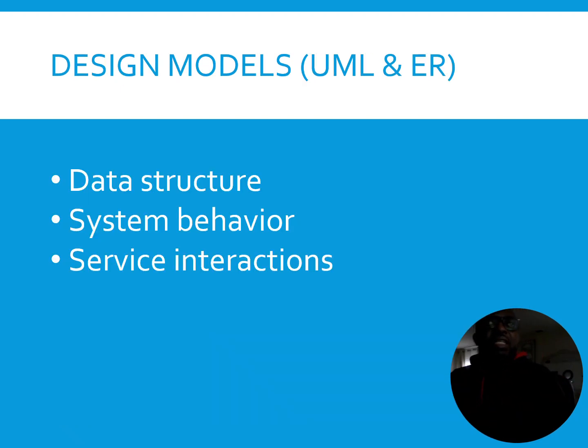Now let's take a look at the design model, the UML and the ER diagrams. In this section, we'll be looking at the data structure, system behavior, and the service interactions. I will walk through the design model that translates requirements into structure and behavior. These diagrams show how the system's data, classes, services, and interactions were planned before implementation.